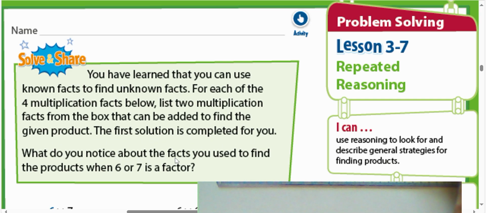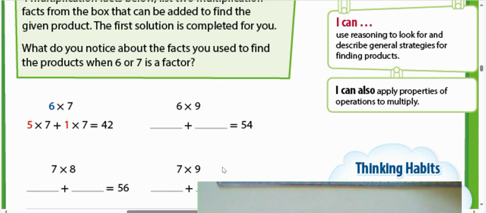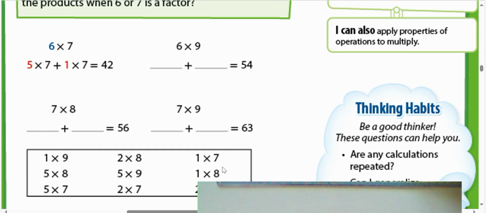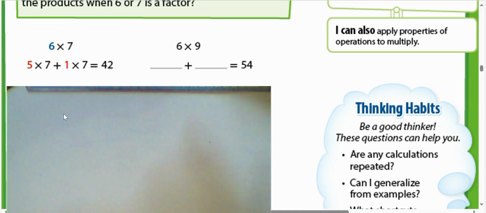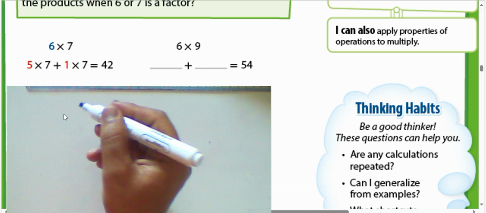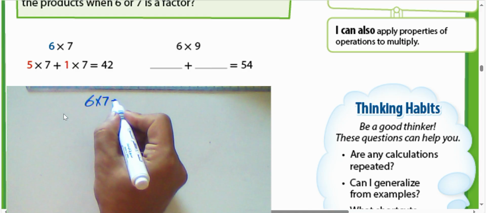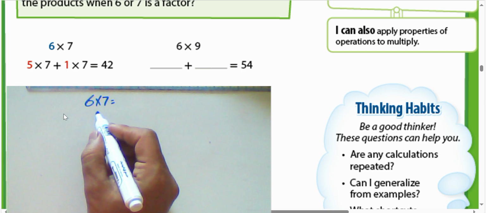What do you think about the factors you use to find the product when the factor is 6 or 7? We know 6 times 7 equals 42. Okay, like this. You can use the distributive property to find the result. For 6 times 7, you can write 6 as 5 plus 1 and then use the distributive property. Look at the steps with me. Here I will explain the first question. 6 times 7: we can write 6 as 5 plus 1.